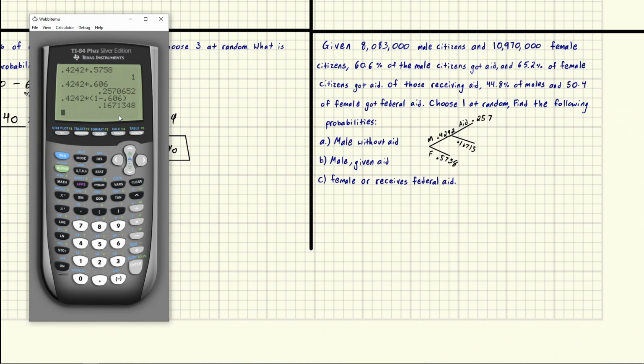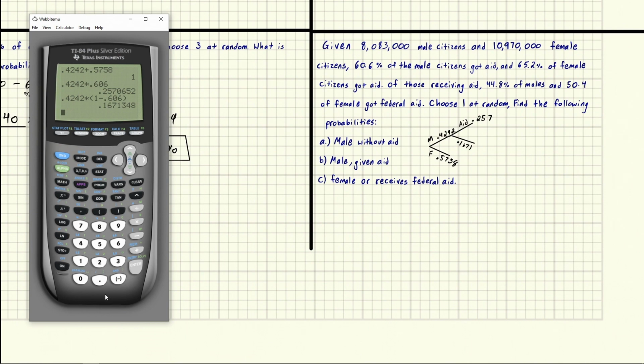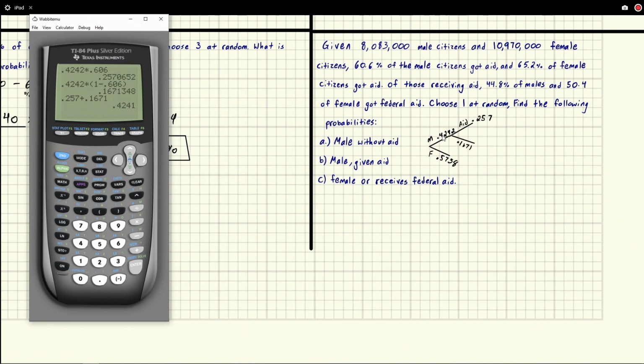And we get 0.16713, or we'll just go 1671. So this is saying that this is male, no aid given male. And when we add these, we should get back to this number. Now I rounded, so it might be a little off. We're going to take 0.257 plus 0.1671, and we get 0.4241. So we're barely off. That's just attributed to rounding. So there we go. And that's our first branch.